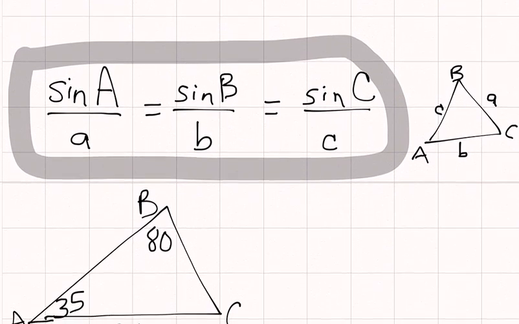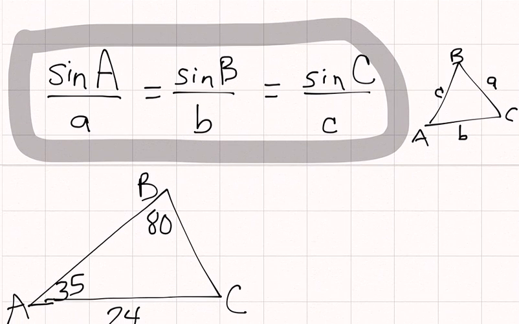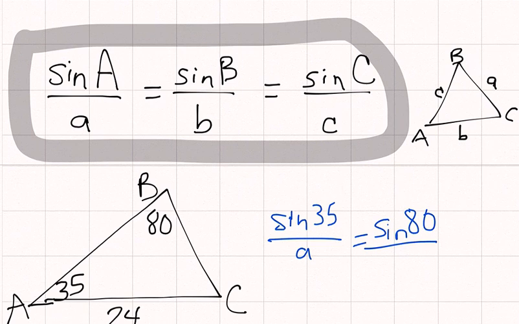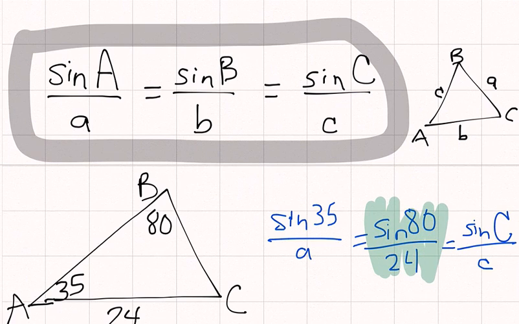So for example, let's consider the law of sines given this information. If I wanted to fill out what we already know, I would say that the sine of 35 degrees over side A, which I don't know, is equal to the sine of angle B over side B, which is equal to the sine of angle C over side C. If you look at this, you're going to notice I have a complete ratio right here.